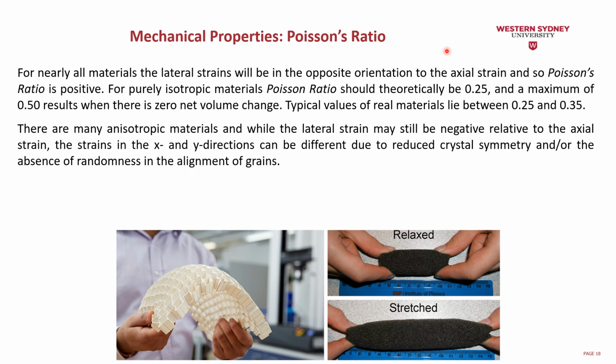There are many anisotropic materials, and while the lateral strain may still be negative relative to the axial strain, the strains in the x and the y direction can be different due to the reduced crystal symmetry and/or the absence of randomness in the alignment of the grains.